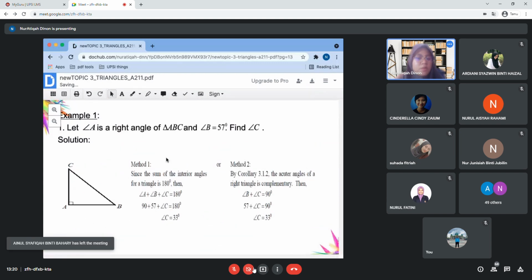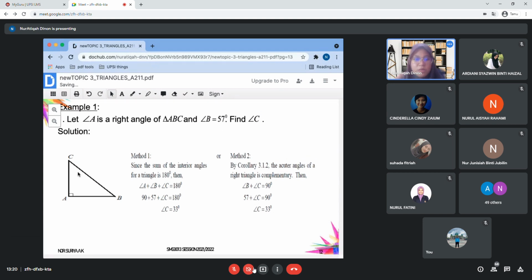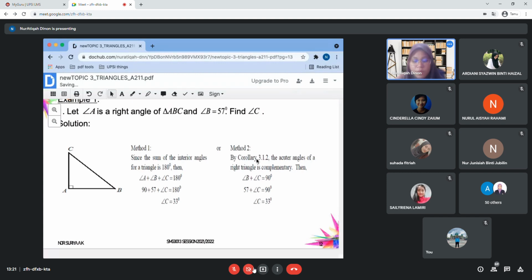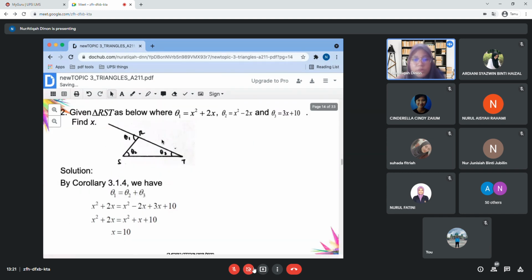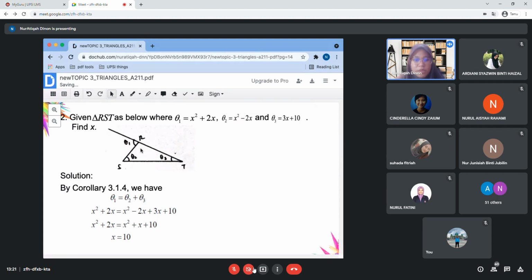Faham. Okay. Example 1. Let angle A is a right angle of triangle ABC, and angle B here is 57. We can find C. Obviously, we know that this one is 90 degrees plus 57, then we can get the value of C. And another way is using the corollary 2, which is about acute angles, and then we can find the value of C lah. This one also sama juga because this one is using the exterior angles. This one is using the corollary yang kita discuss just now, because the value of theta 1 is equals to theta 2 plus theta 3.